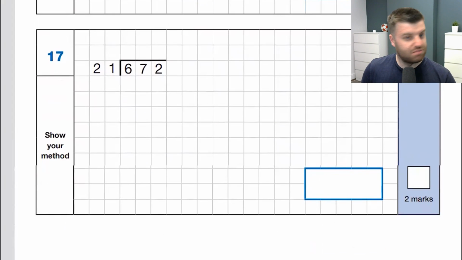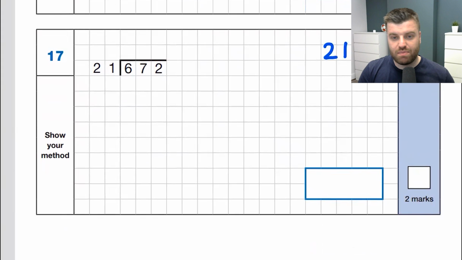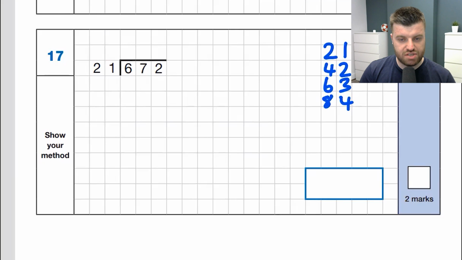0.212. Question 17. And here we go. It's the first taste of our long division. So 21 is what we're going to be dividing by. So down the side, it's always good just to jot down some of the multiples of 21. Let's just go to 84 for now. We'll do more if we need to later.